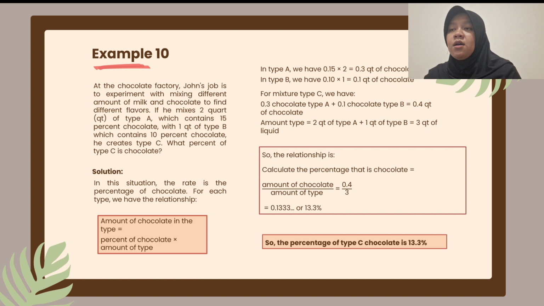Next, the amount of mixture is 2 quarts of type A plus 1 quart of type B, which is 3 quarts of liquid. Next, we calculate the percentage that is chocolate, which is the amount of chocolate over the amount of mixture, and we have 0.4 over 3, and it's 0.13333 and more, or in percent we have 13.3%. So the percentage of chocolate in type C is 13.3%.